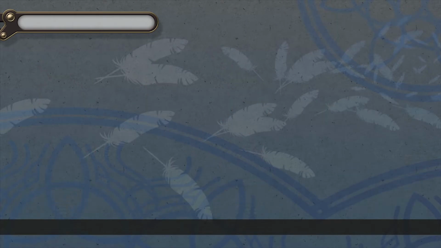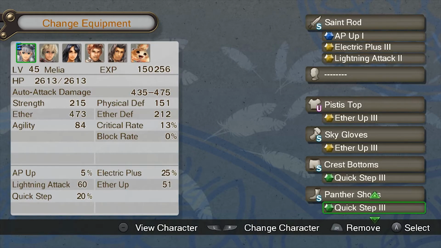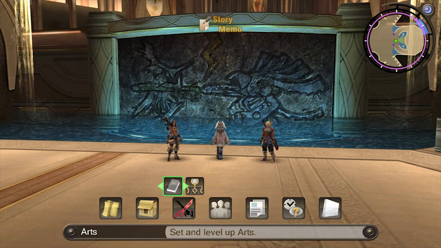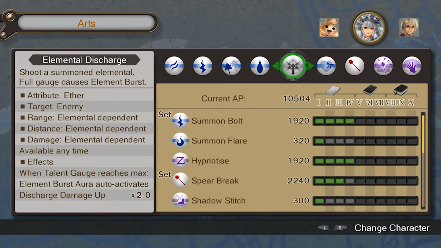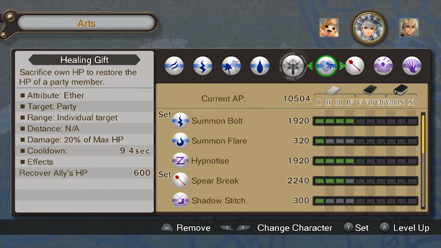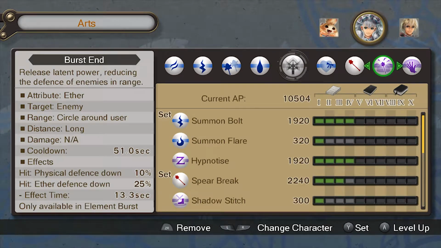Each one contains a set of basic statistics, these including level, HP, ether, strength, EXP, etc. Each party member also contains the list of arts they can perform. These arts can also be set as active so they can be used in battle, as well as having the ability to level them up by spending a party member's AP.